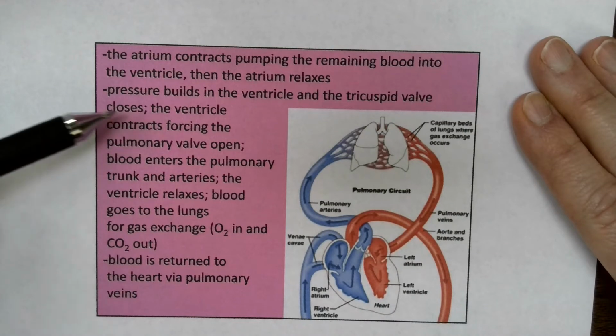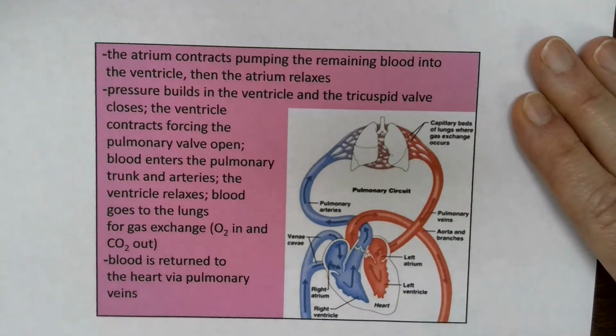Here it says the ventricle contracts, forcing the pulmonary valve open. So as the ventricle contracts, it's going to push this valve, the pulmonary valve, open. Blood's going to enter into the pulmonary trunk, and then that's going to split into the left and right pulmonary arteries to go to the left and right lungs. Right, and so that's where gas exchange is going to happen.